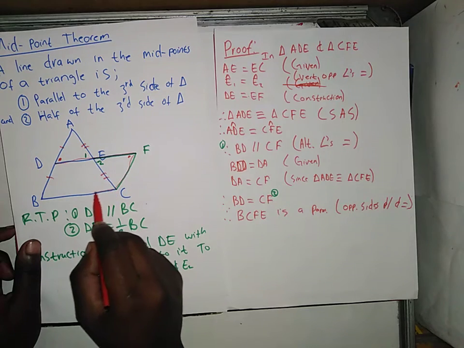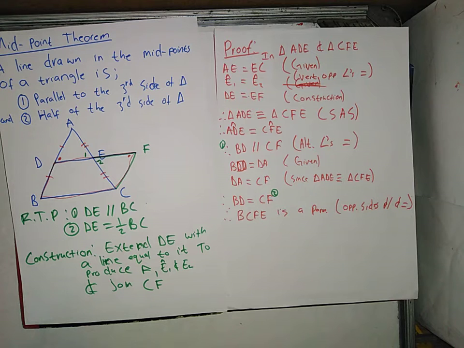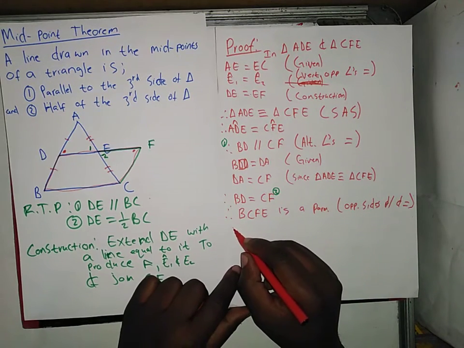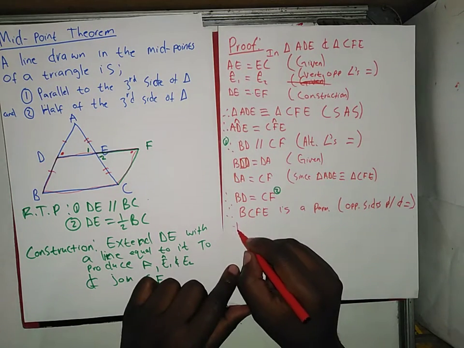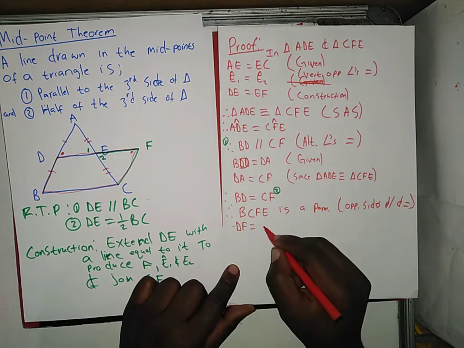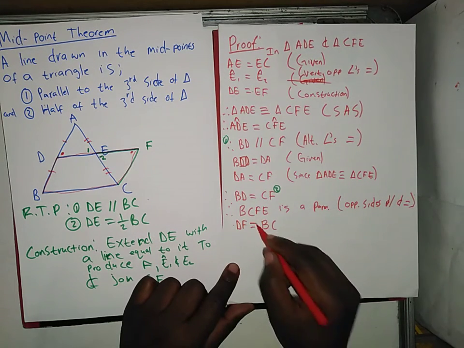Now, because this is now a parallelogram, let's just quickly try to mark it somehow. So what is it that then follows? If this is a parallelogram, therefore it means that this line is equal to this line. That is a property of parallelogram. Where is my red pen? So because it's a parallelogram, therefore DF is equal to what? Is equal to BC. So this is equal to BC, right?